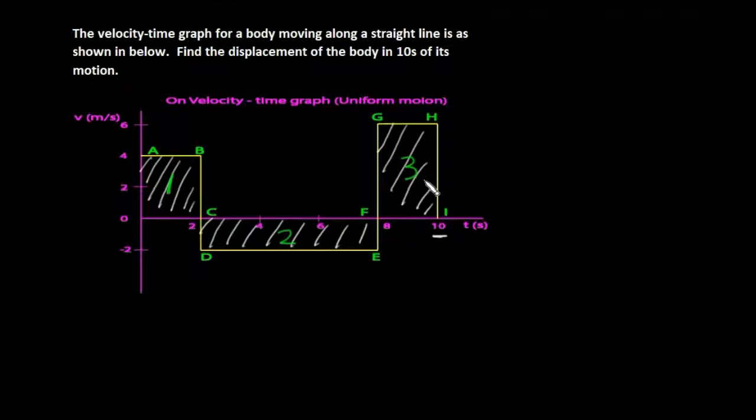Now remember, displacement has got direction as well. Over here, the body is moving in the opposite direction. In area number 2, it is moving in the opposite direction. Okay, so let's first find the area of this triangle with origin 0.